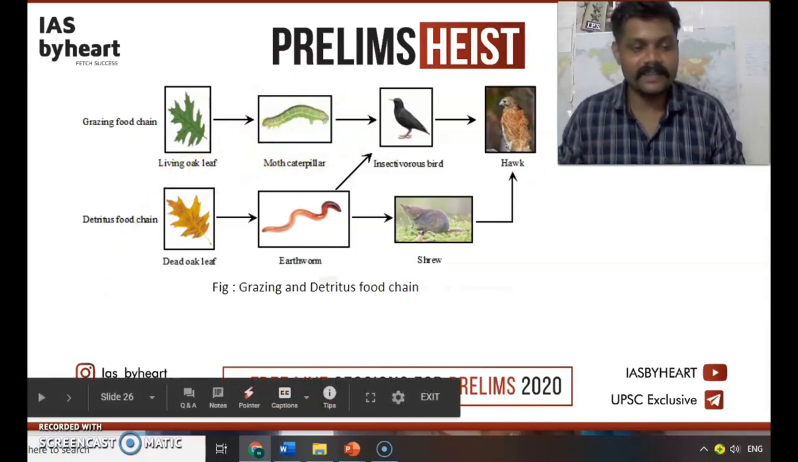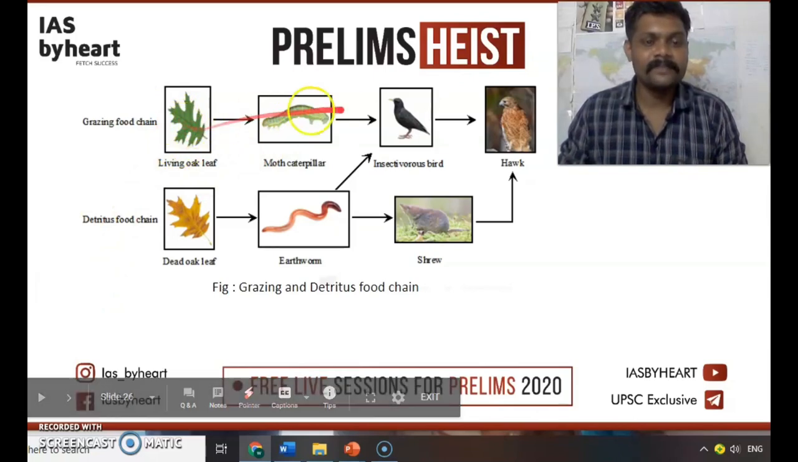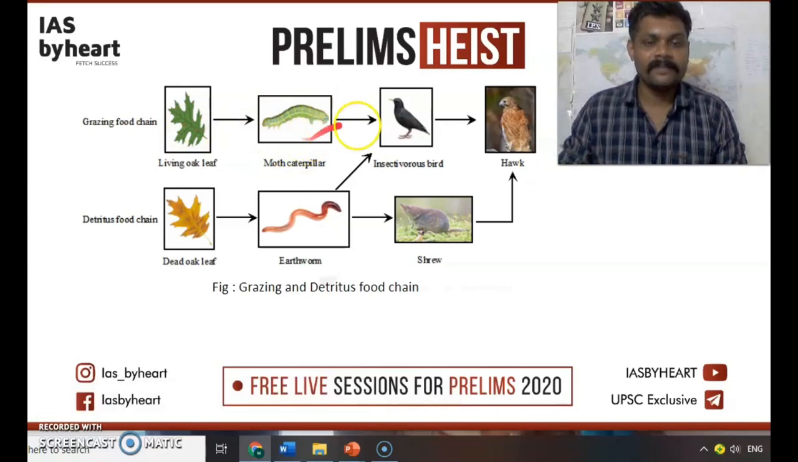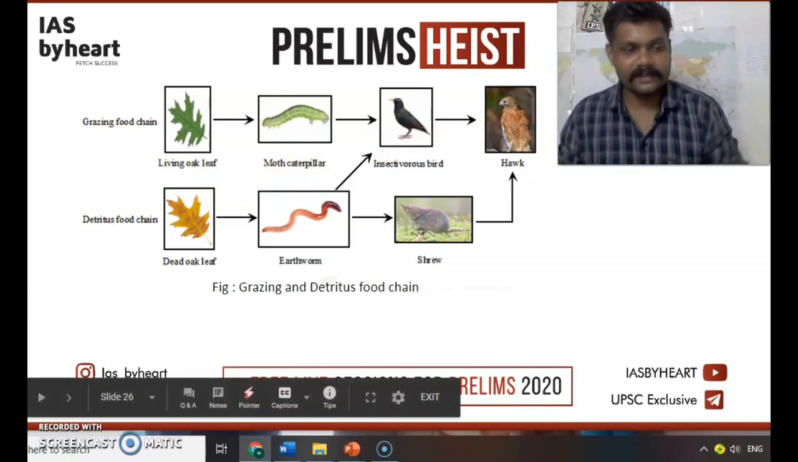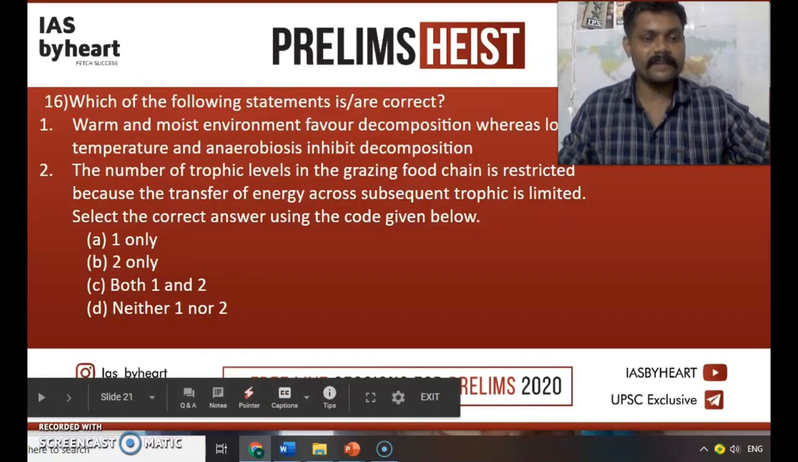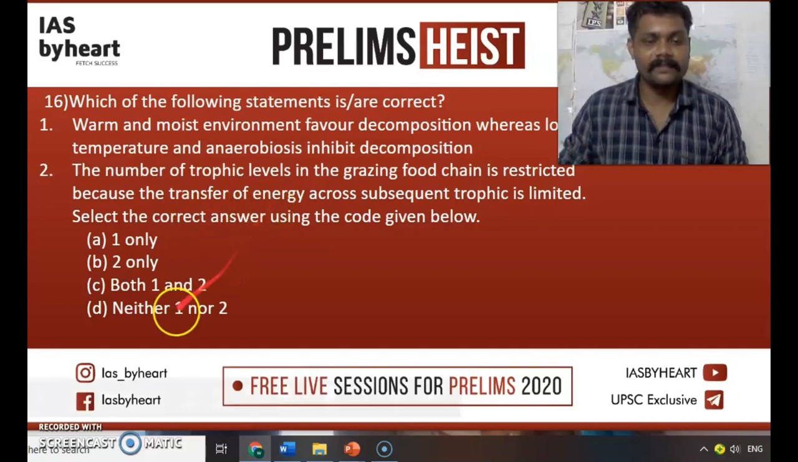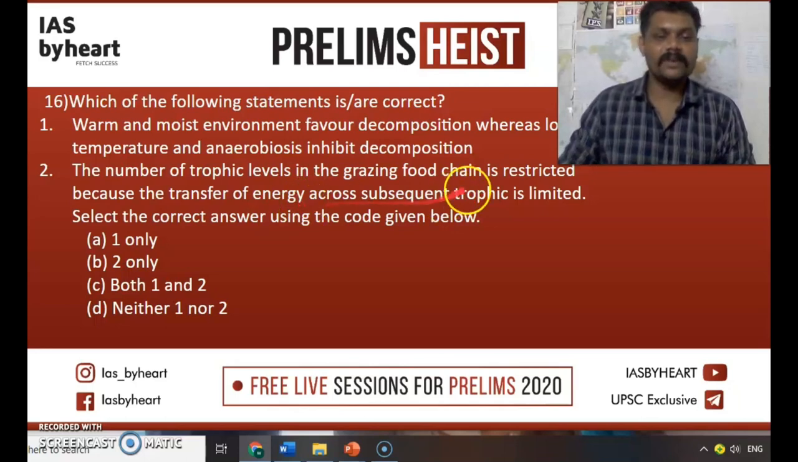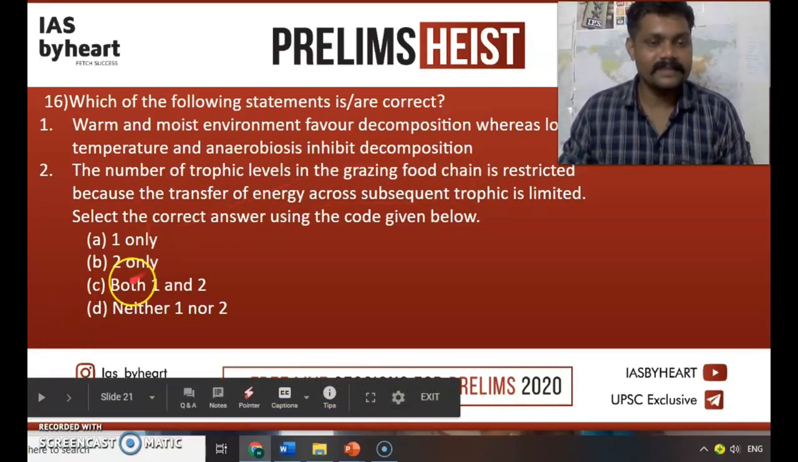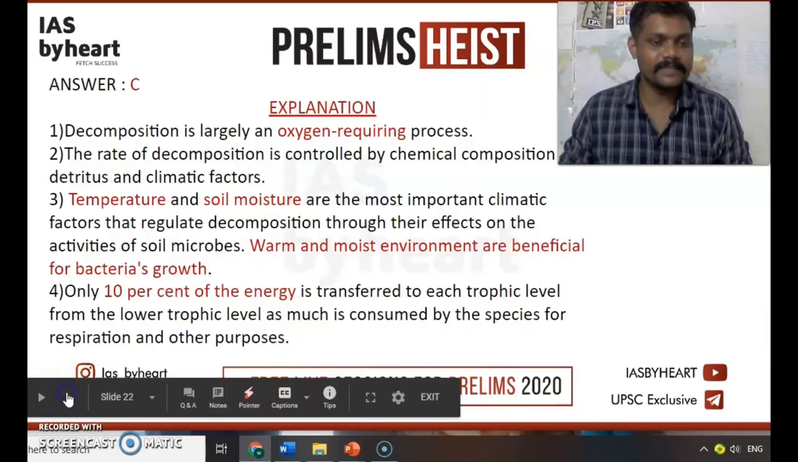This is called the 10% energy law. So for example, here the moth caterpillar gets 1% energy, and then the insectivorous bird gets up to 0.1% energy. This hawk gets 0.01% energy. So this is the 10% energy law. By applying this concept, the number of trophic levels in the grazing food chain is restricted because of transfer of energy. For example, if that hawk is consumed by some other species, the energy will be drastically reduced, 0.001, like that. So it does not occur in this grazing food chain. So our answer is C, both 1 and 2. So here is our explanation.